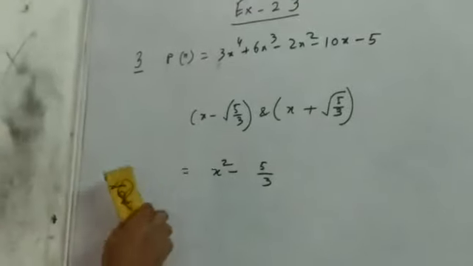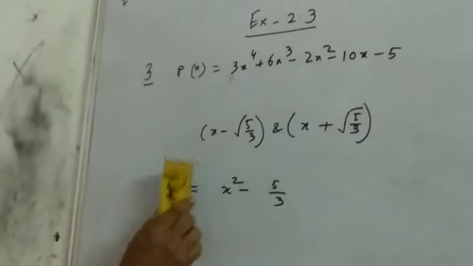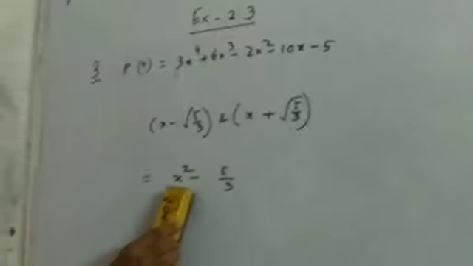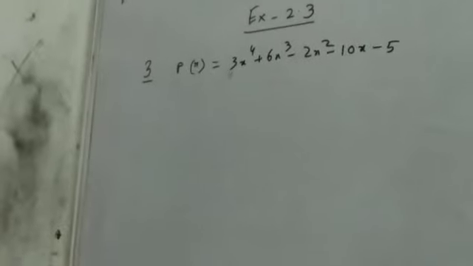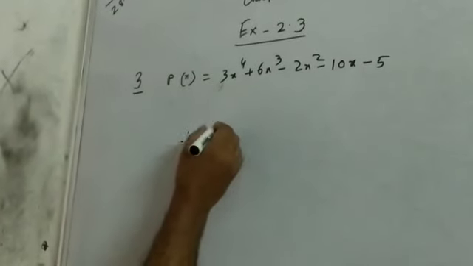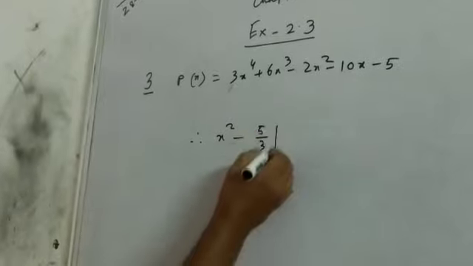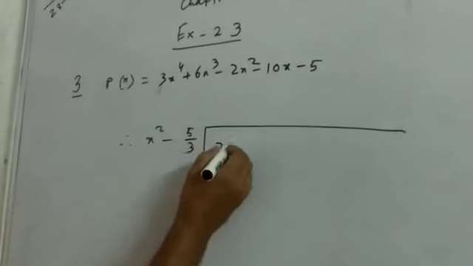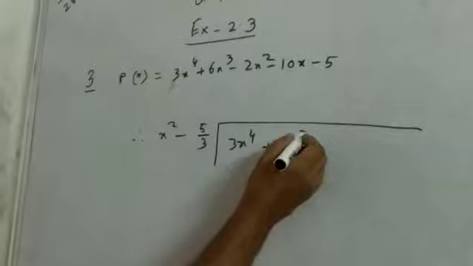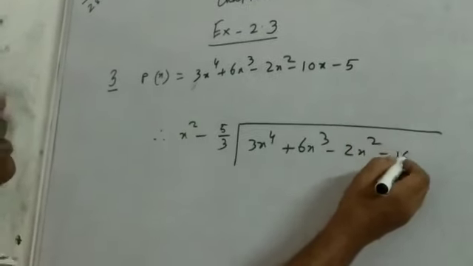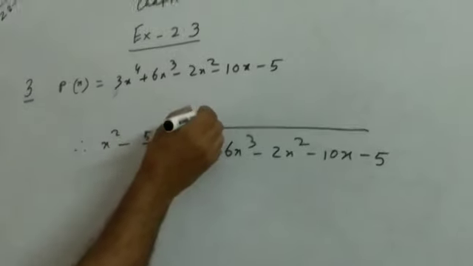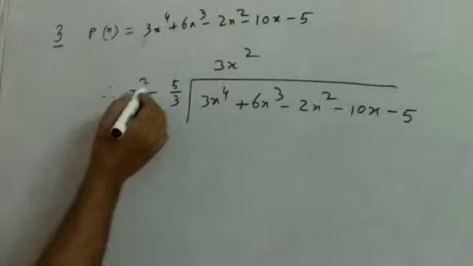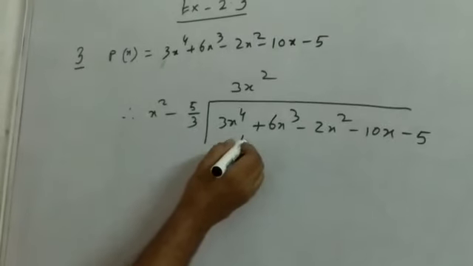So let us divide. How we started, in the last videos I have shown you. So now we will divide this polynomial, 3x to the power 4 plus 6x cube minus 2x square minus 10x minus 5, by x square minus 5 by 3. So it's clear the first term is 3x square. X square into 3x square is 3x to the power 4.